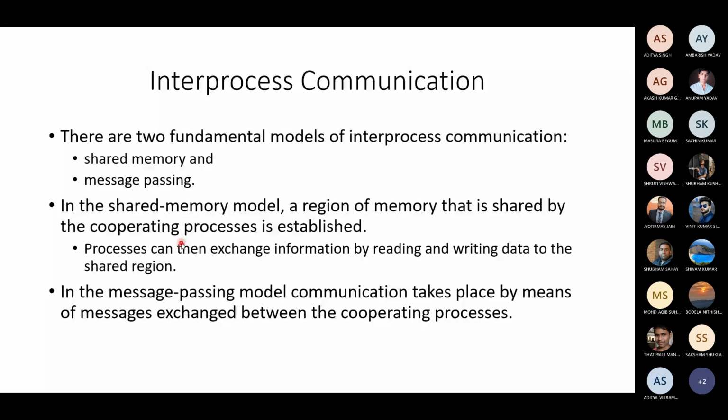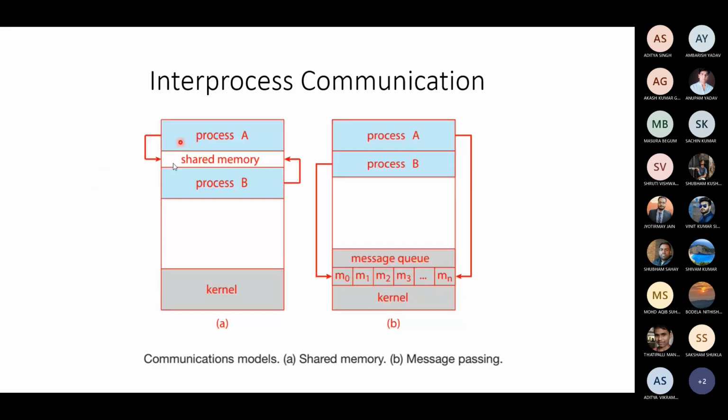There is another method called message passing. In the message passing model, communication takes place by exchanging messages with each other. This is one-to-one communication. This is a simple example of the communication models. In shared memory, Process A will write something in the shared memory, and Process B can also write something on the shared memory. They will have one memory, and they will share it and read and write in it.